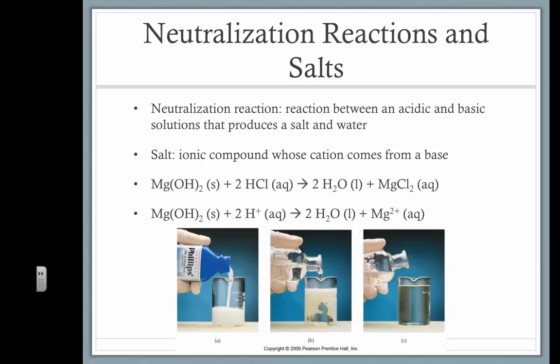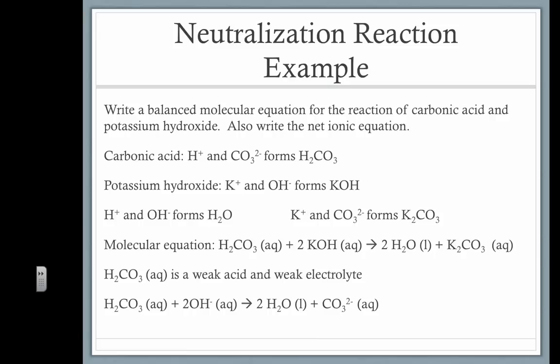But it won't always be like that. Another neutralization example, let's say we are mixing carbonic acid and potassium hydroxide. Remember your naming rules for acids. Carbonic means that the anion is carbonate. So H plus and HCO3 minus will form H2CO3. Potassium hydroxide will be K plus and OH minus to form KOH.